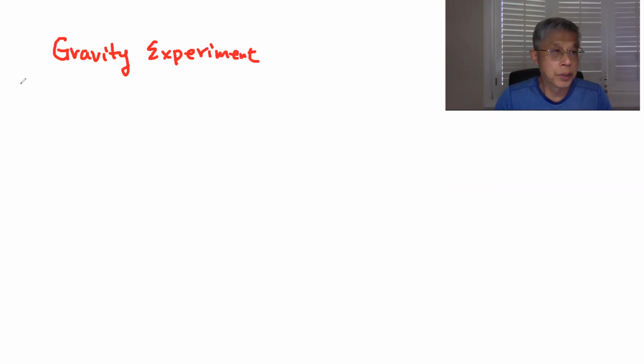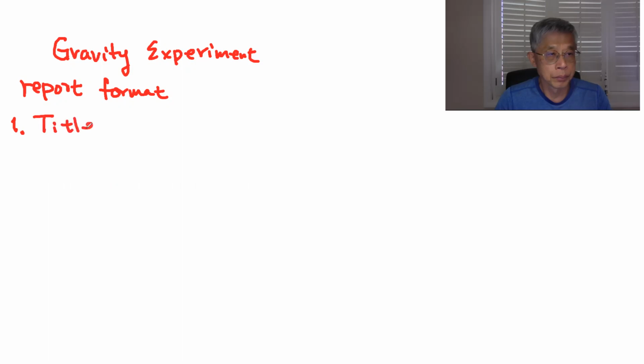So first is the report format. One, it should be the title. So you can say gravity experiment. You can say gravity estimate. Okay. So your design, okay, your design. And you get the title.